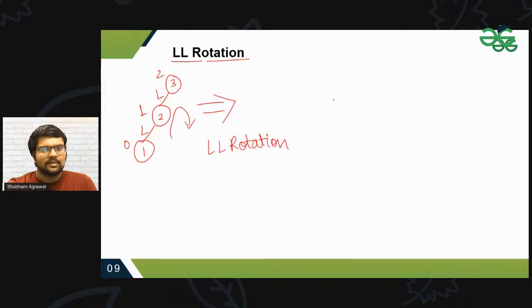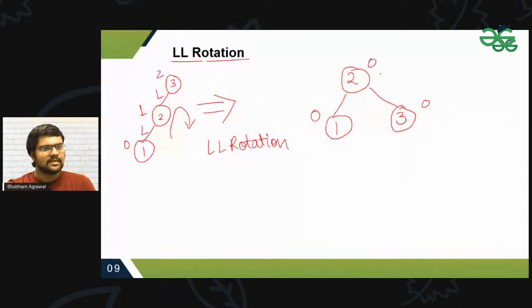So here it will be 2, and here it will be 1 and 3. As you can see, this is also a valid BST, and here the balance factor of 1 is 0, 3 is 0 and 2 is also 0. Okay, and it is a valid AVL tree also, because the balance factor range is from -1 to 1. So here it is 0, so it is valid. Okay, so this is the LL rotation.